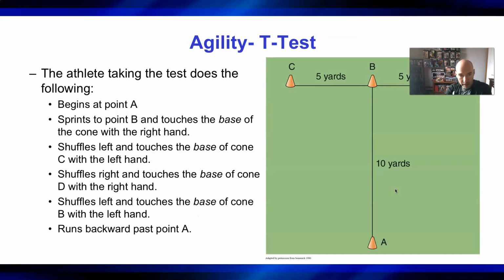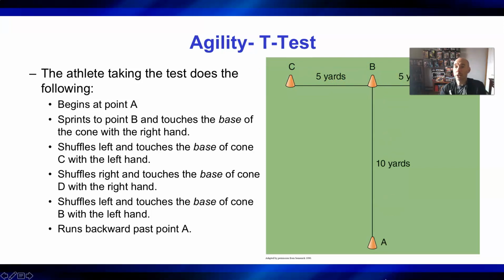Here are some agility tests that are described. Some of these you might recognize, like if you ever watched the NFL Combine, they do some of these. Here's the T test. So you basically sprint, side shuffle, side shuffle, side shuffle, back pedal. That's one way to do it. Or you might sprint the whole way. So you're going to turn, sprint, turn, sprint, turn, sprint, turn, sprint. So there's a few different ways you can do a T test.